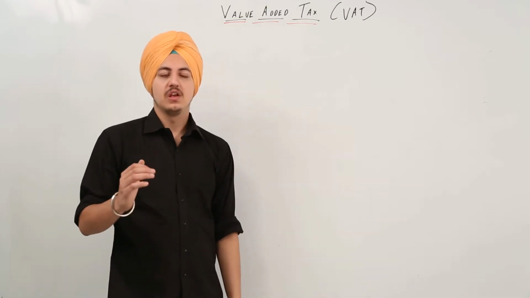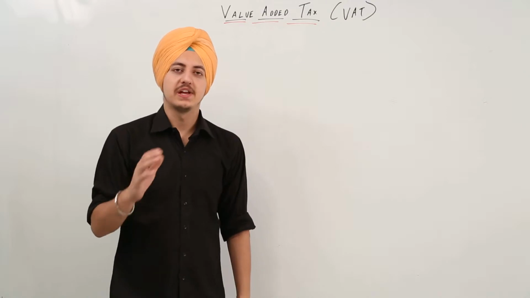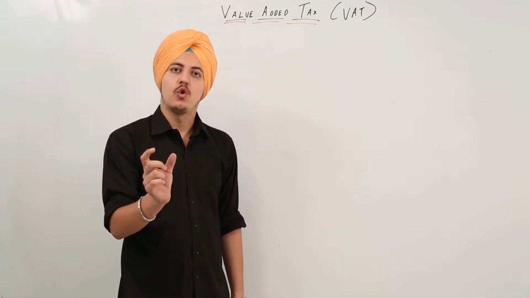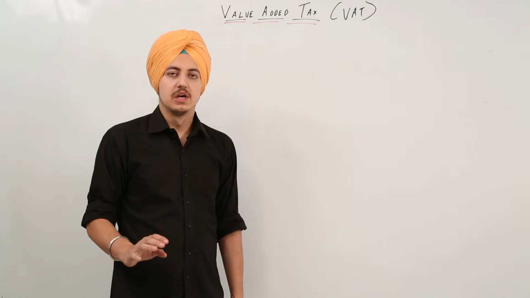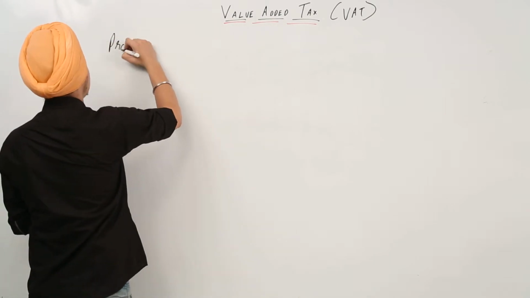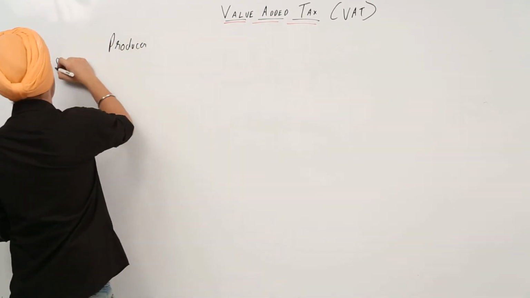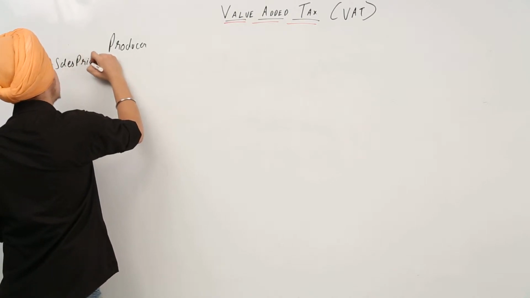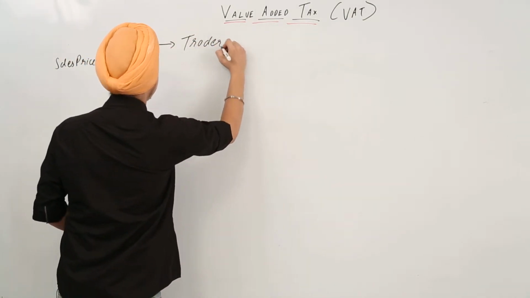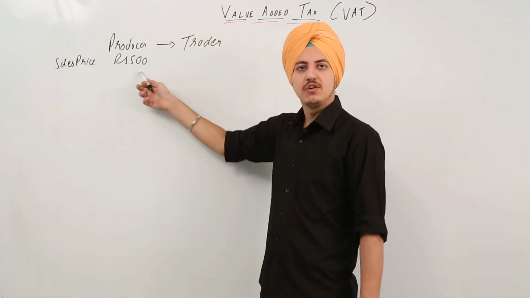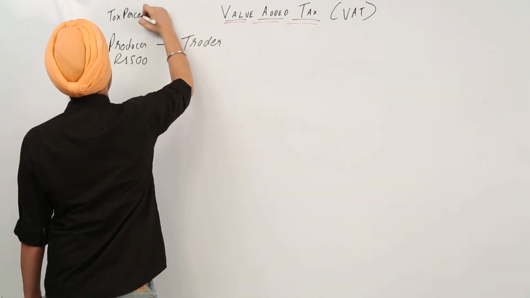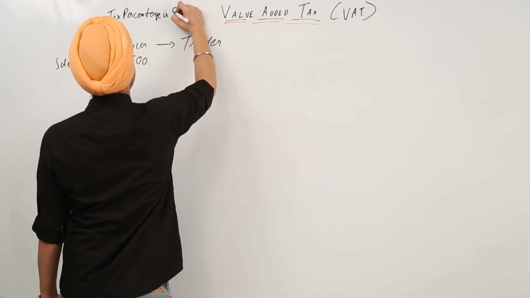Now this tax is paid at various levels. This is not paid in one stage, this is paid in various stages. So the first seller pays the government a tax on the selling price of his or her good. The second seller then, for example, if a producer sells a thing for rupees 500 to a trader, the tax percentage is 5%.